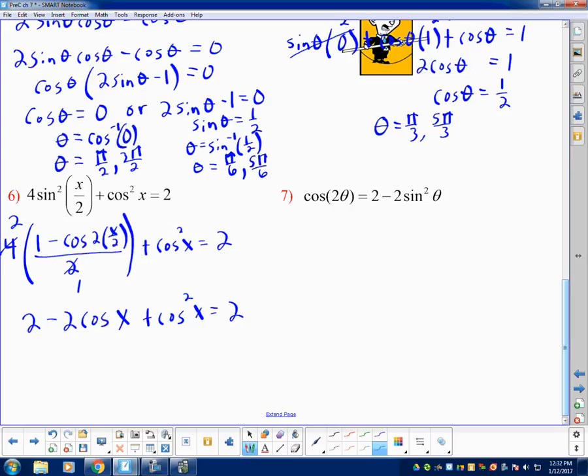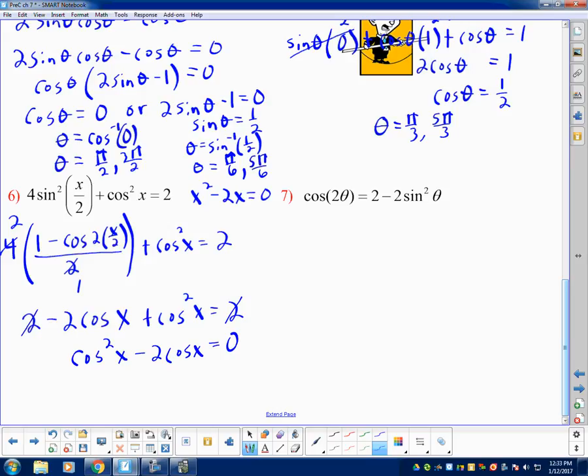So we can get rid of the 2's, right? Subtract 2 from each side. We could rewrite this as cosine squared of x minus 2 cosine of x equals 0. Now it's set equal to 0. This is like having x squared minus 2x equals 0. It's the same thing. Write it down if you need to. You can solve this, okay?